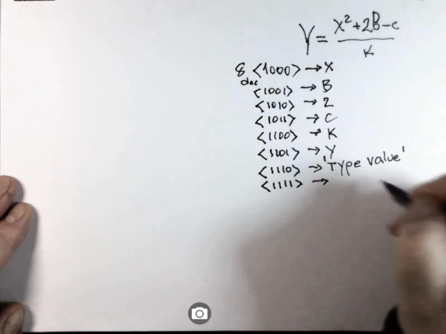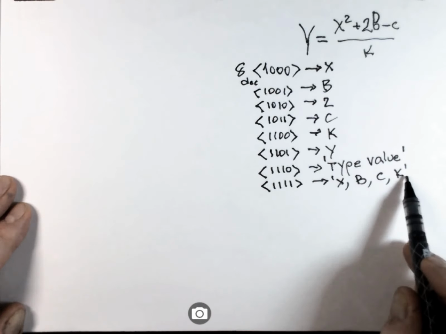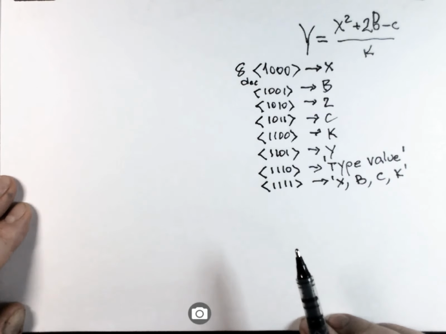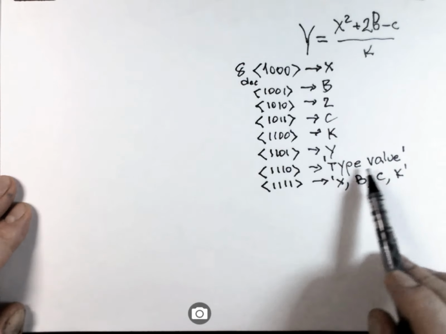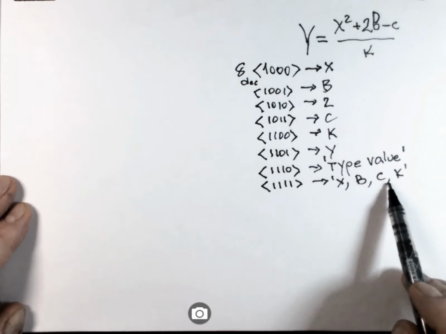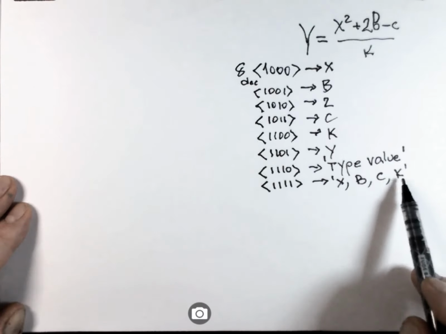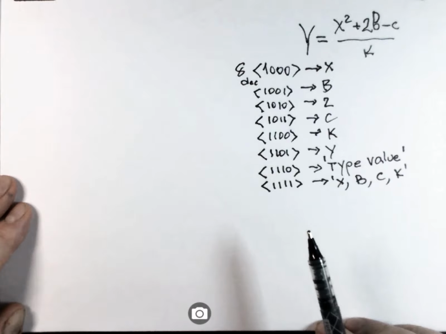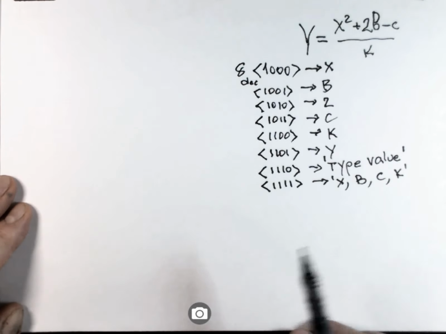I will put here 'type value X, B, C, and K'. Again, I put an apostrophe here to indicate that this is textual information, and then when I display this, the user will see the words type value X, B, C, and K. So that is the X, B, C, and K values in sequence that the user must type in using the keyboard. So now I would like to start this program.